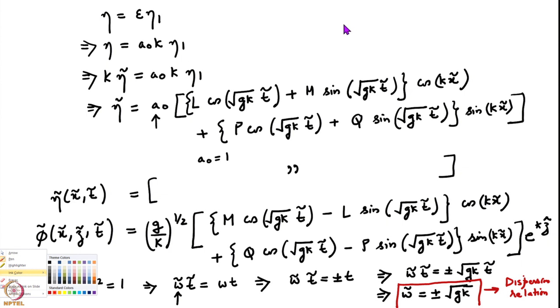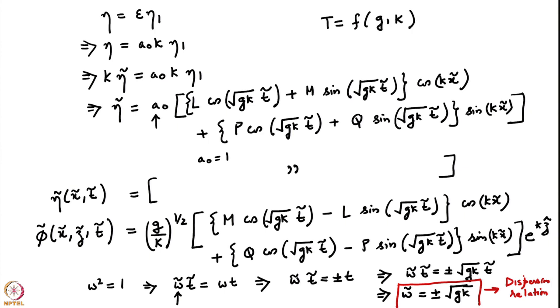So you can ask yourself that the time period, if it is a function of g and k or lambda, whichever you want to write it as, k is just 2 pi by lambda. So let us write it in terms of omega naught. So the frequency of the wave, if it is just a function of g and k, it cannot depend on a naught because this is a linear theory.